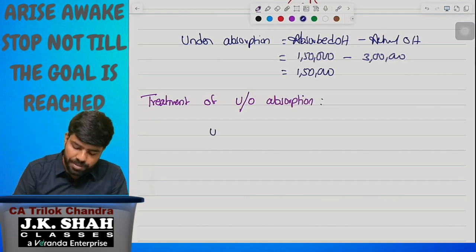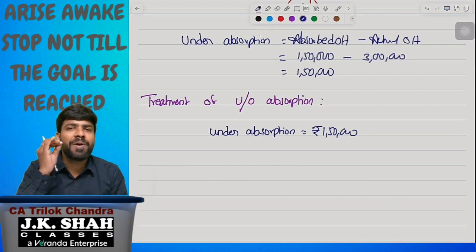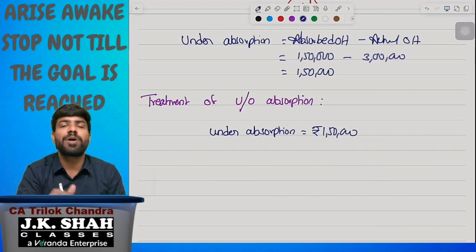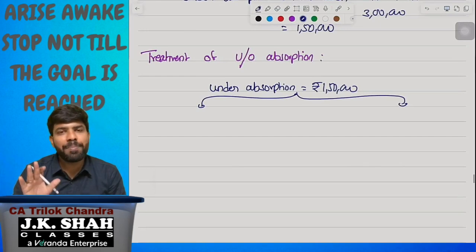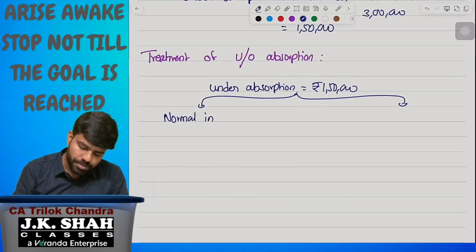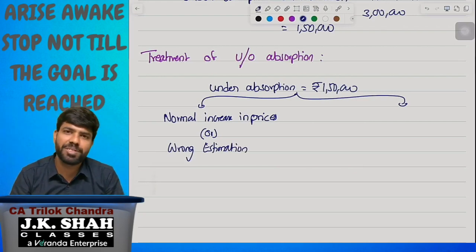So how much is under absorption? 1,50,000. This we need to account. At the time of accounting under absorption of 1,50,000, we need to identify the reasons. Due to what reason is there an under absorption? Now let me classify into two categories. The under absorption can be possible because of two reasons. Number one, due to normal increase in prices or wrong estimation made.